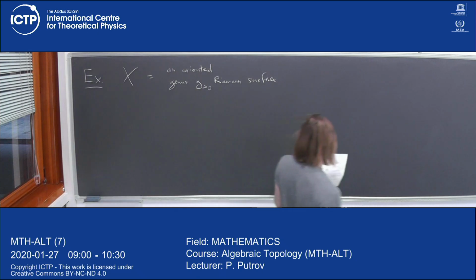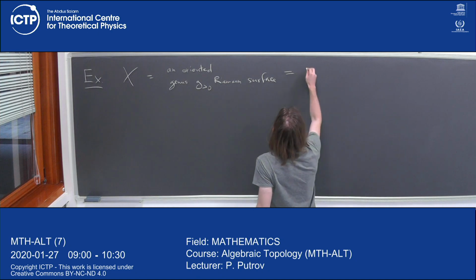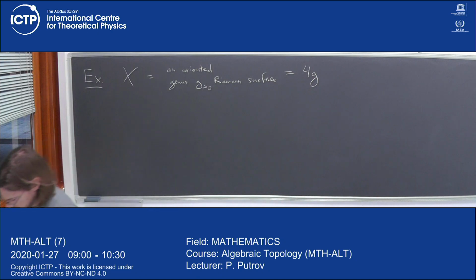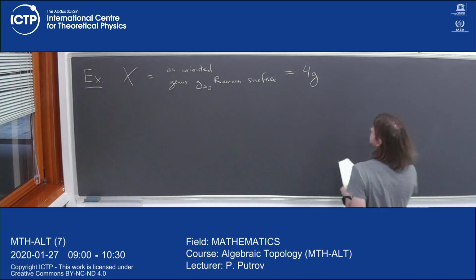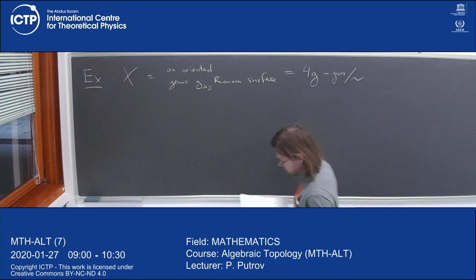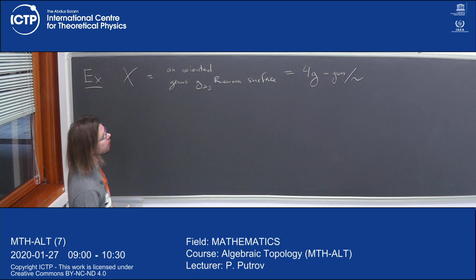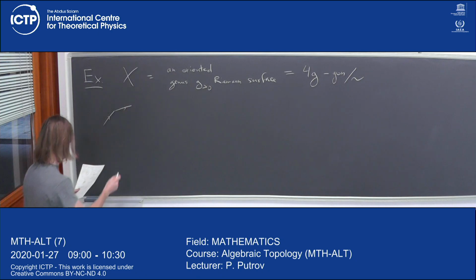Sphere is a bit special in some sense. So you probably already know from homework or even before that, this can be represented by a quotient of a 4G-gon by a certain equivalence relation. Namely, it can be realized as follows.